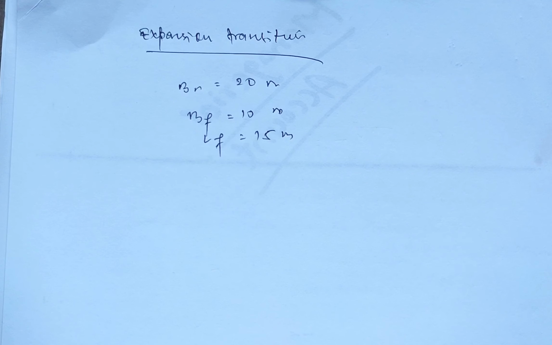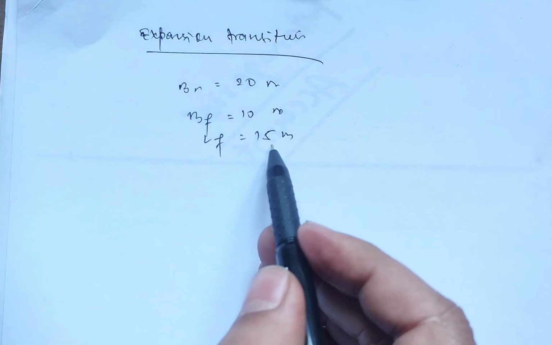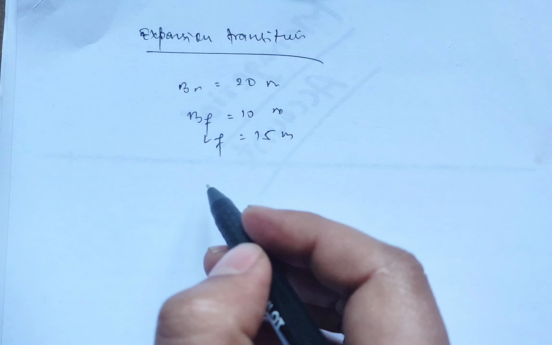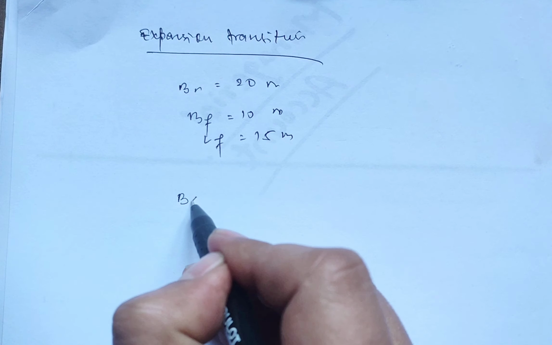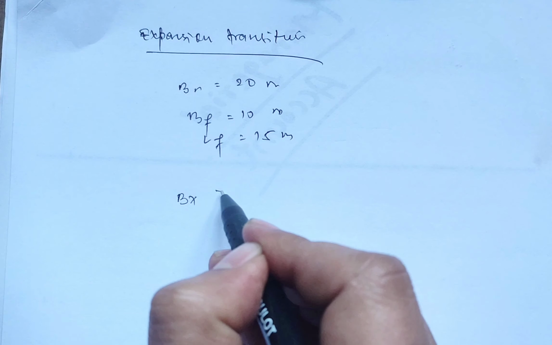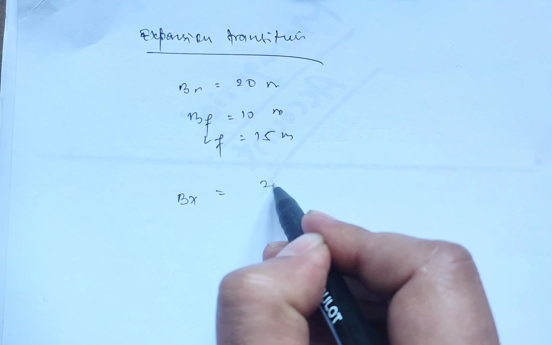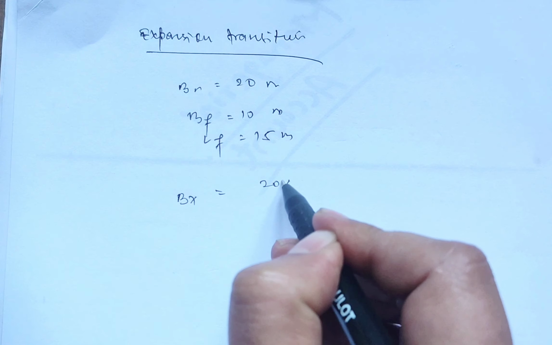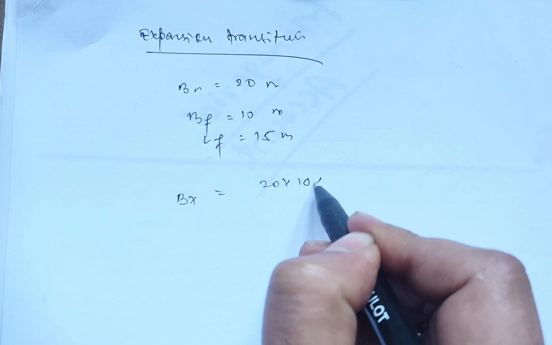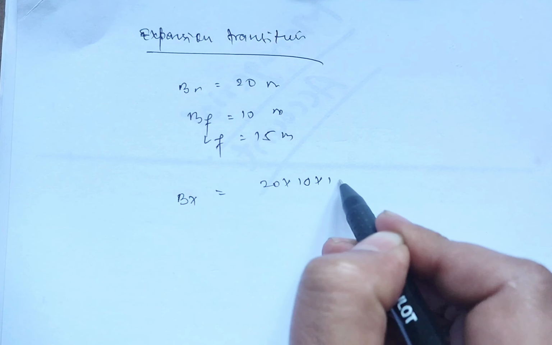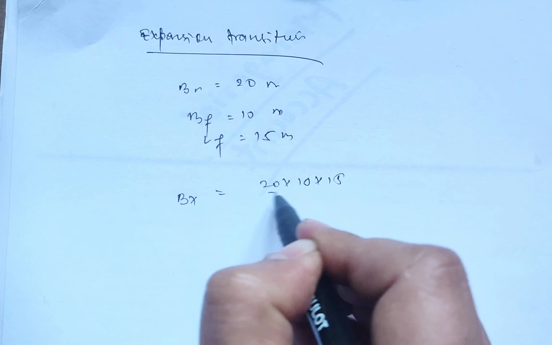Similarly, for the expansion transition, Bn equals 20, Bf equals 10, and Lf equals 15 meter. As we have done for the contraction transition using Mitra's hyperbolic formula, you can place those values in that formula and find the required width downstream of the flume portion in the expansion section using the hit and trial method.